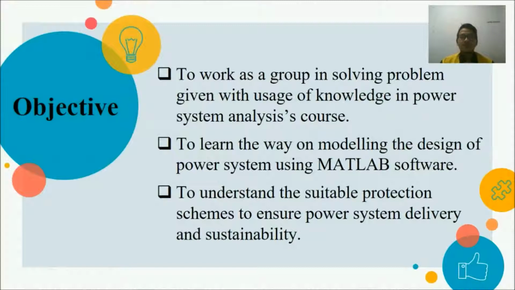Okay, for the objectives we have three. The first one, we have to work in a group to solve the problem by using our knowledge from the power system analysis course, and we also learned the way of modeling the design of a power system using MATLAB software. The last one is to understand the suitable protection schemes to ensure power system delivery and sustainability.